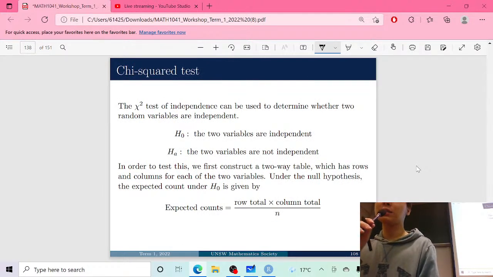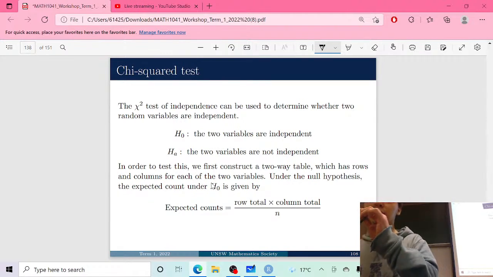Pretty much the last one that you really needed to know is the chi-square test. The chi-square test will determine whether two random variables are independent. The null hypothesis is almost always going to be that the two variables are independent, and the alternative hypothesis is always going to be that they are not independent. So we want to find evidence that they are not independent, assuming that they are independent.